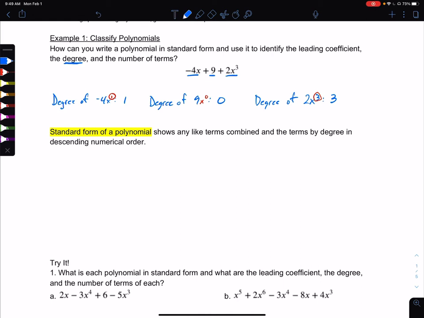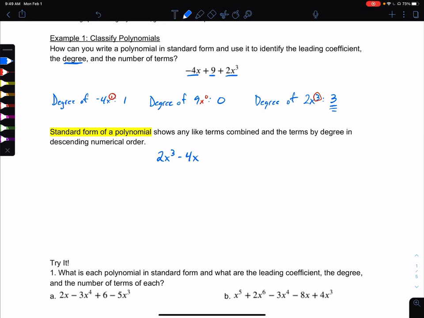So now I've mentioned here, the standard form of a polynomial shows any like terms combined, which I mentioned earlier, and the terms by degree in descending numerical order. So that means highest degree first. So if we're looking at negative 4x plus 9 plus 2x cubed, the highest degree is this 3 here. So our first term should be 2x cubed. And then we go in descending order. So the next highest would be this minus 4x.